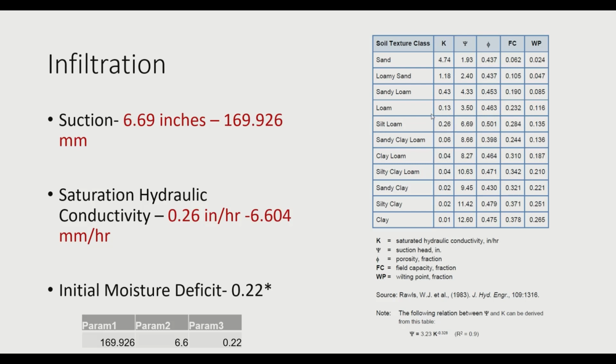So my K, or saturated hydraulic conductivity, is 0.26 inches per hour, which I've converted to mm per hour. The second value I'm going to use is suction, which is given by this symbol here. If I see in my data, it is 6.69 inches, which is 169.926 mm. So I'm using these 2 values. Again, you'll have to make sure what units you are using. And finally, for initial moisture deficit, we are using a value of 0.22, which again is a suggested value from the SWMM manual. So these are the 3 data points which I need to enter for the parameter values.